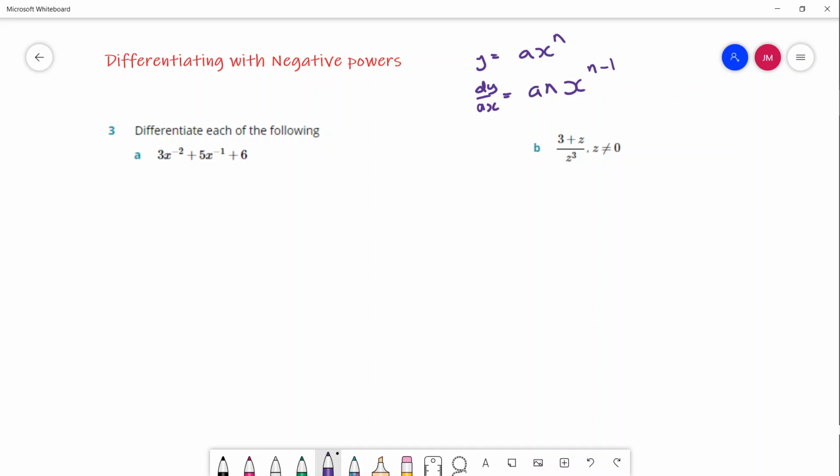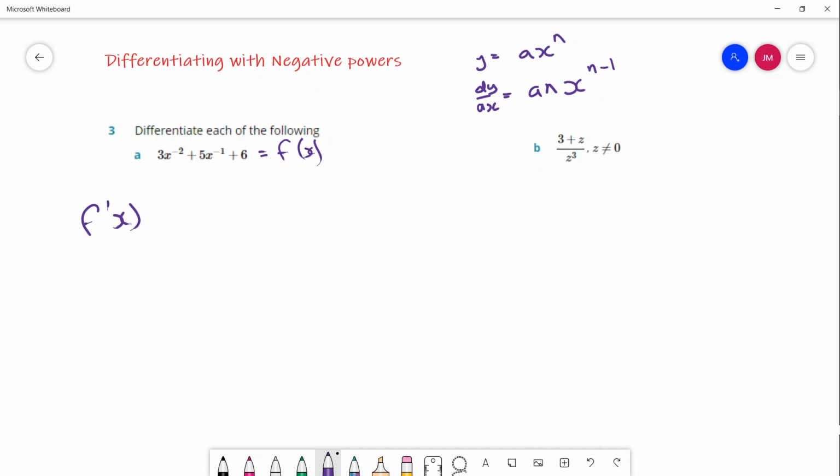So differentiate the following. We've got 3x to the minus 2, and remember from our last chapter as well, every individual term, if they're separated by a plus or a minus, we can just differentiate them one by one. So this function here doesn't really give us a notation. I'm just going to call that f of x, just for the sake of notation.